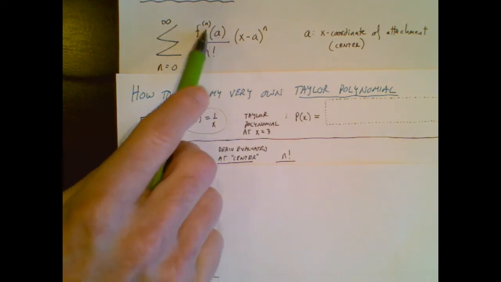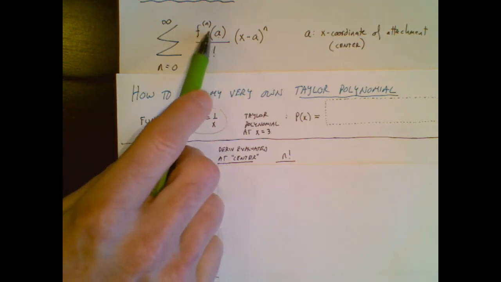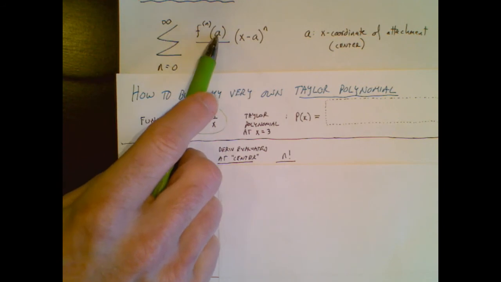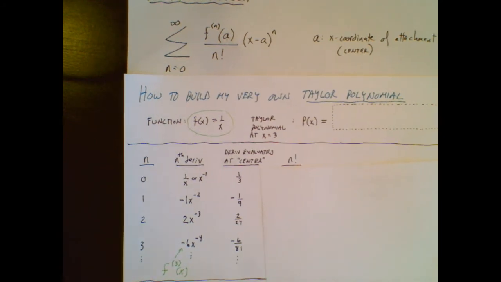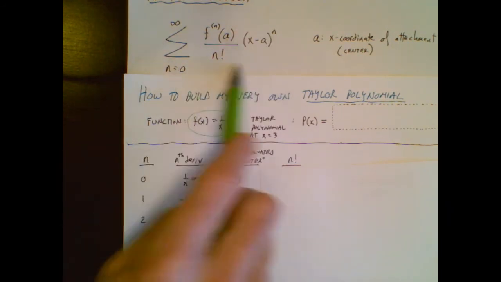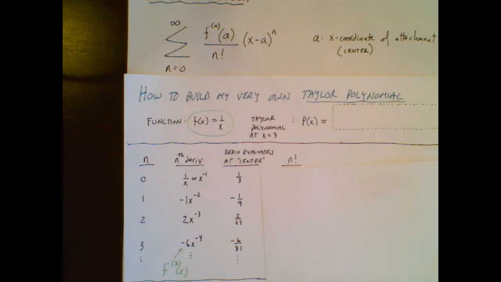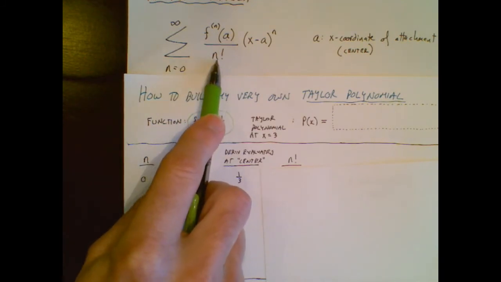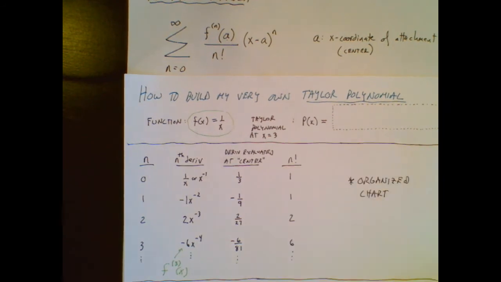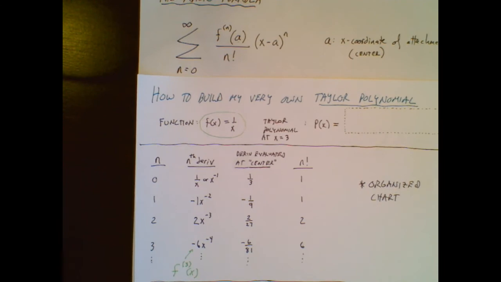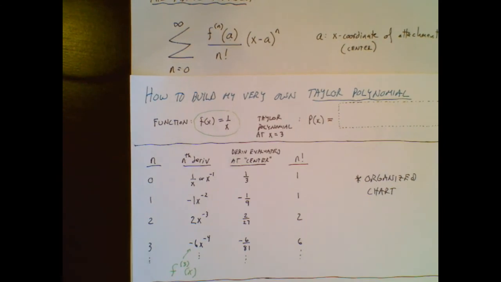So that's starting to address this situation, but this says I need my nth derivative evaluated at the center where we're attaching. So in this case, it's at 3. So I'm going to go ahead and plug a 3 into every single one of these. What I'm doing is I'm taking the important parts of this and putting them in an organized chart. This looks like an important part, n factorial. So here's my n's. If I turn those into factorials, I now have it available for me.